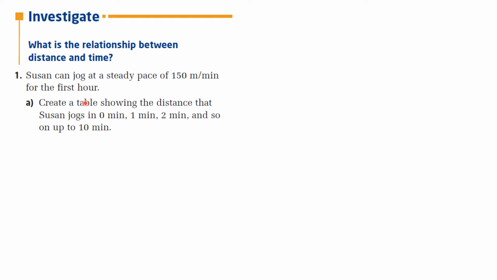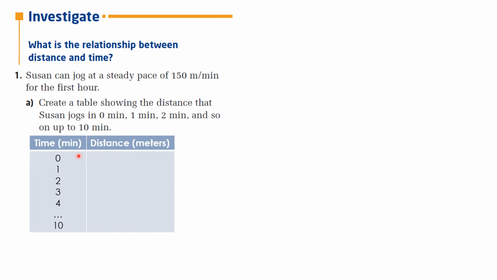Well, time is obviously one of them. This is going to be our time. What's the other value? It's distance. Meters is up here. So the question usually tells you what the two variables are. So here's the time. The question asks us to go from 0 to 10 minutes. We're skipping a bunch because we're going to get the hang of it. And now we need to fill in the distance.